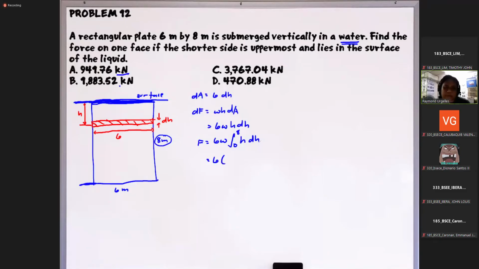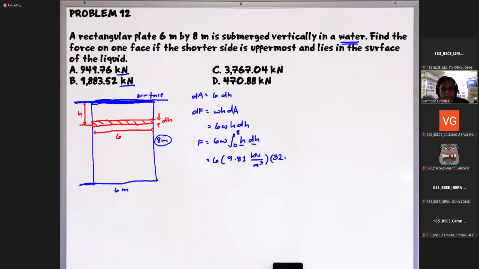So this is kilonewton. Di ba? So therefore SI unit yung gagamitin natin. So let's use 9.81. So this is kilonewton per cubic meter. Di ba? So then multiplied by yung integration natin. Pag in-integrate natin yan, so h dh lang, from 0 to 8, you will get 32. Di ba? And this will be meters times meter.